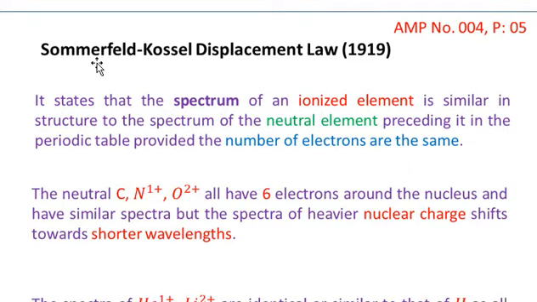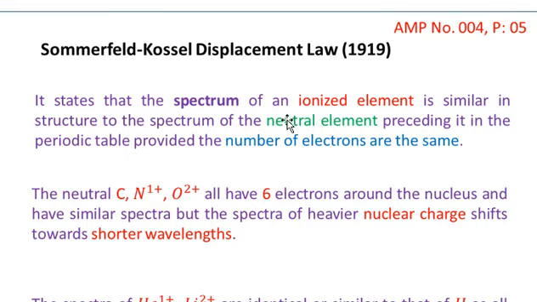Next we are going to discuss the Sommerfeld-Kossel displacement law. This was discovered in the year 1919. It states that the spectrum of an ionized element is similar in structure to the spectrum of the neutral element preceding it in the periodic table, provided the number of electrons is the same. So if you have an ion with the same number of electrons as the element just before it in the periodic table, then both will have a similar spectrum.